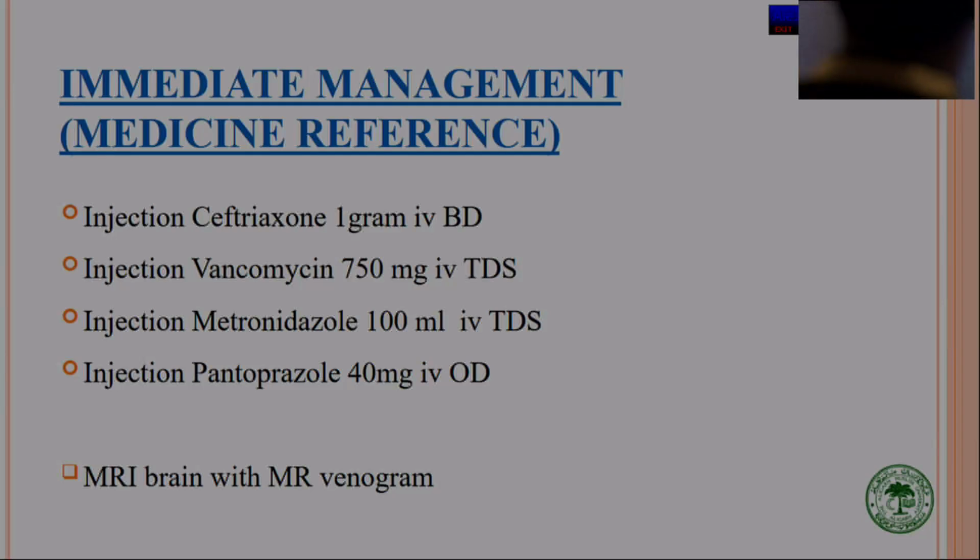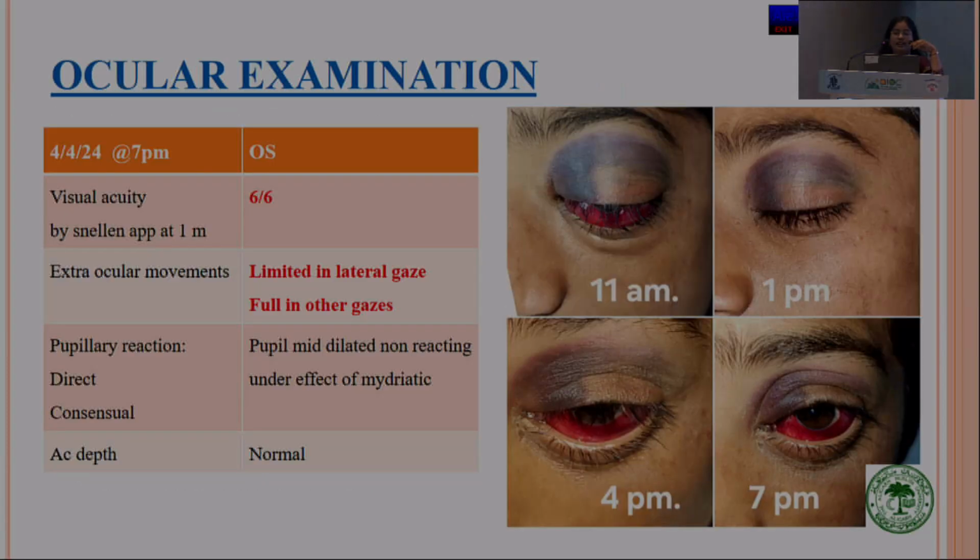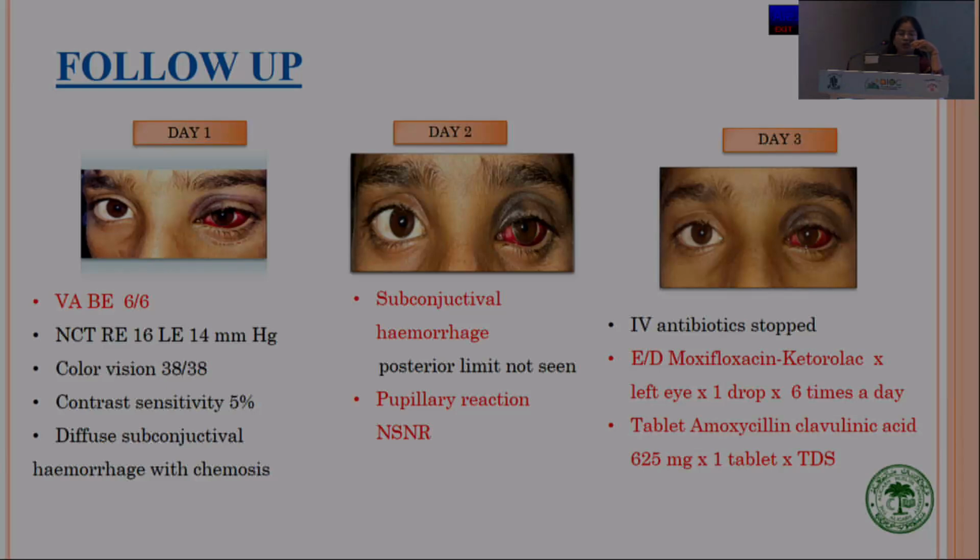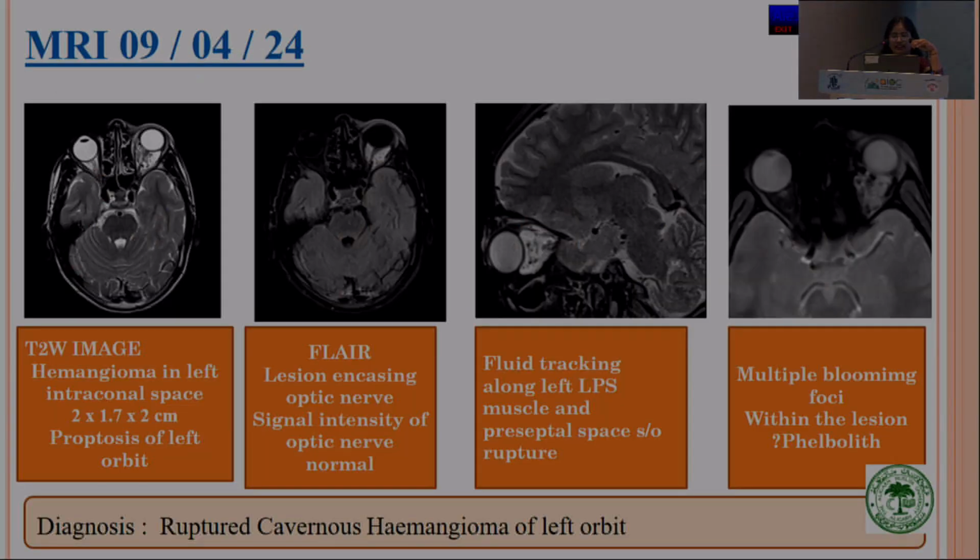IV antibiotics were started, followed by MRI brain with MR venogram, because at this stage we were suspecting it to be orbital cellulitis. And surprisingly, there was a miracle. Within 6 to 12 hours, the swelling subsided, chemosis reduced, visual acuity regained to 6/6. Extraocular movements were full in all gazes except some limitation in lateral gaze due to chemosis. Follow-up examination shows resolving chemosis, subconjunctival hemorrhage present, pupillary reaction was normal. On day 2, IV antibiotics were stopped and patient was shifted to oral antibiotics.